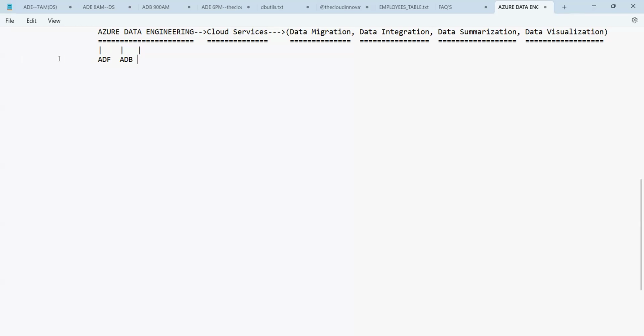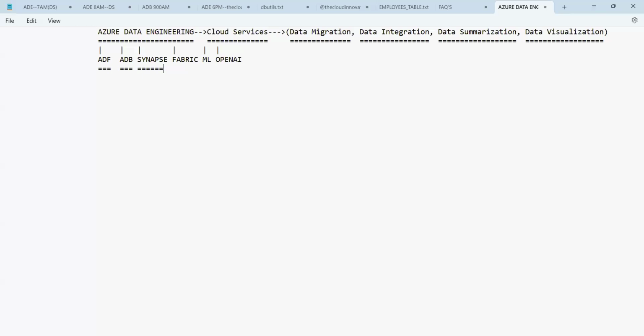And the third one we use is Synapse. Azure Data Factory, Azure Databricks, Synapse. And then we have Fabric, that is Azure Fabric, and then Azure Machine Learning, ML, and then OpenAI. These are all the services we can have within Azure data engineering.